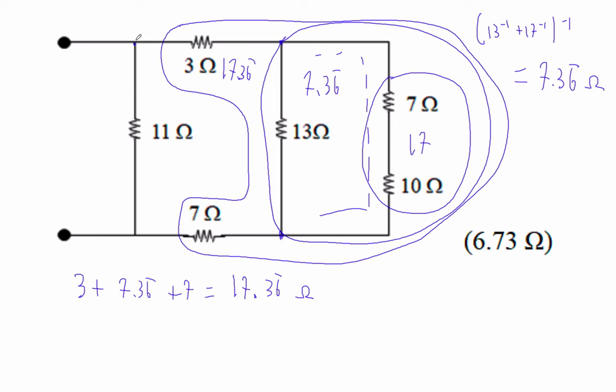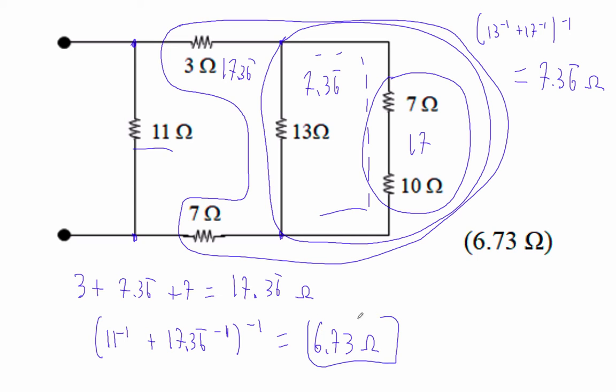Now if we go from here to here, which is going to be the final thing, we've got an 11 in parallel with a 17.36 bar. So that's going to be 11 to the minus 1 plus 17.36 bar to the minus 1, all to the minus 1. What is that? This is 6.73. Yeah. Okay.